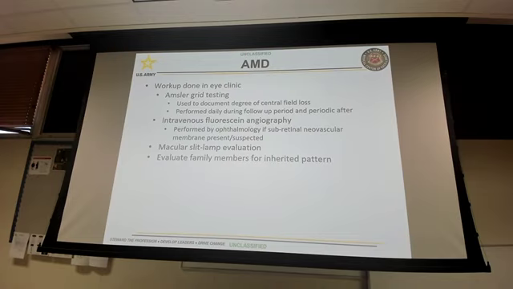Intravenous fluorescein angiography, so that black and white picture that highlights the vasculature. We'll look at the macula behind the slit lamp, and then also evaluate family members for inherited patterns if we're suspecting it.